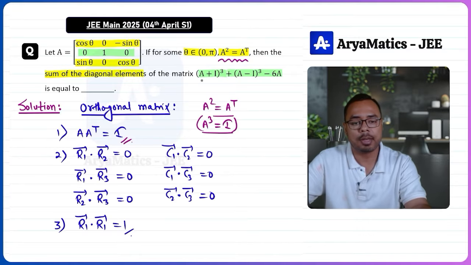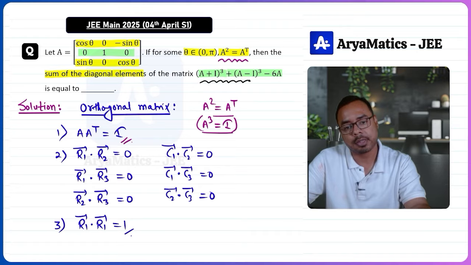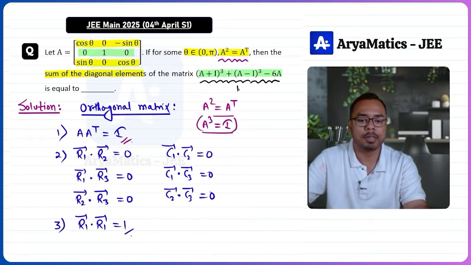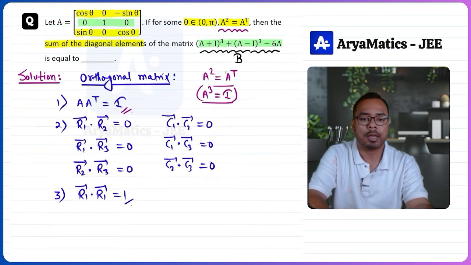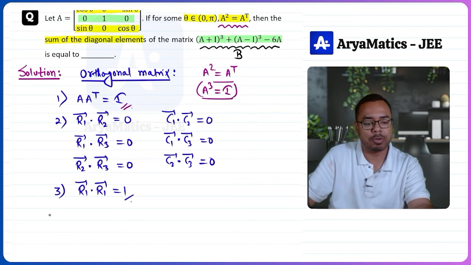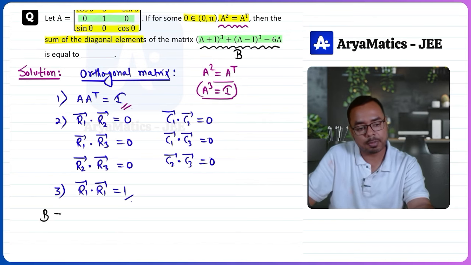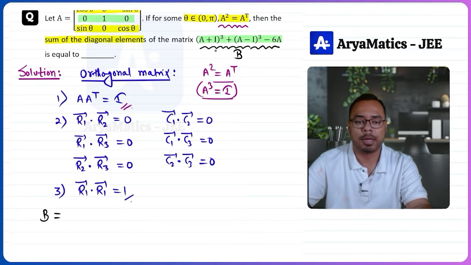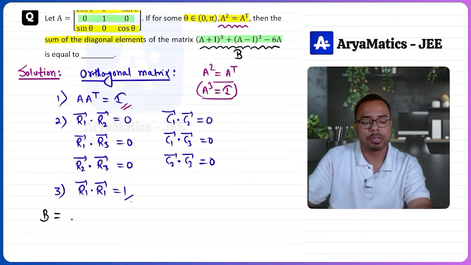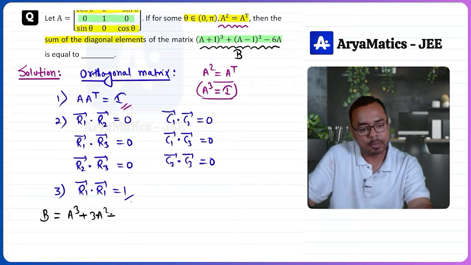We need the sum of diagonal elements, or the trace of this matrix. Now let us say this matrix is B. So first we are going to simplify this matrix B, and then we'll calculate trace of matrix B. And for simplifying, we can use the A plus B whole cube formula. Because these are commutative matrices, we can use the binomial expansion of A plus I raised to 3. So this will become A cube plus 3A square plus 3 into A plus I.